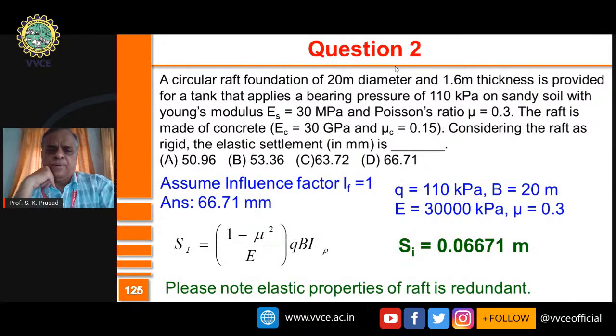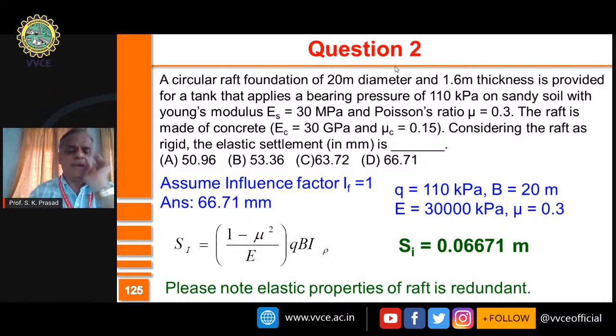Friends, let's move to the next problem. A circular raft, 20 meters in diameter and 1.6 meters thick, is provided for a tank that applies a bearing pressure of 110 kilopascal on sandy soil with Young's modulus of 30 MPa and Poisson's ratio of 0.3. The raft is made of concrete. The values of Young's modulus and Poisson's ratio are given. Considering the raft as rigid, the elastic settlement is equal to dash. Please note that many of the data may be redundant here.